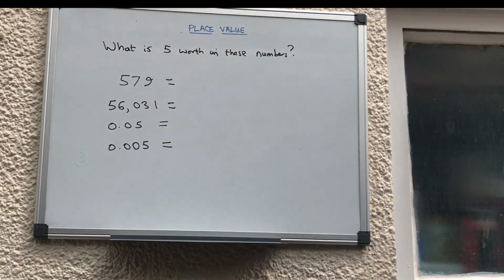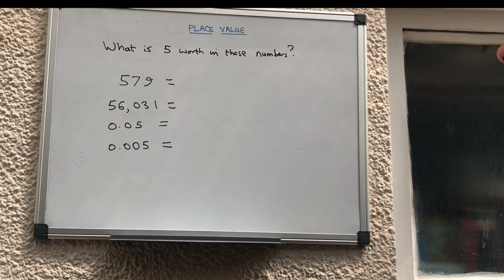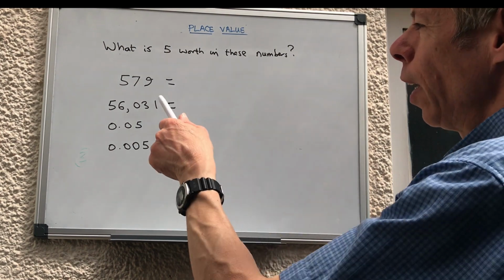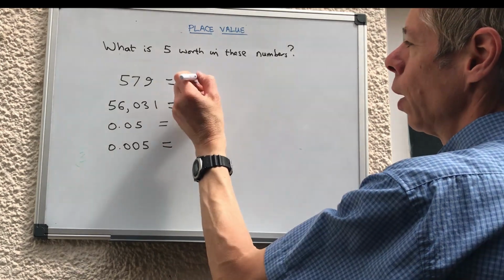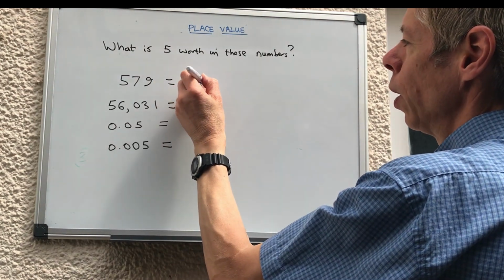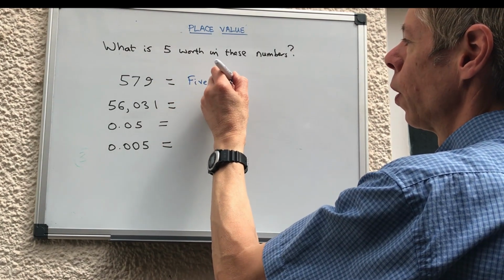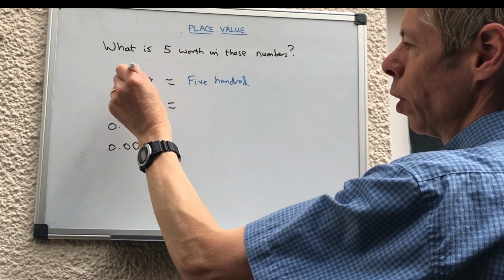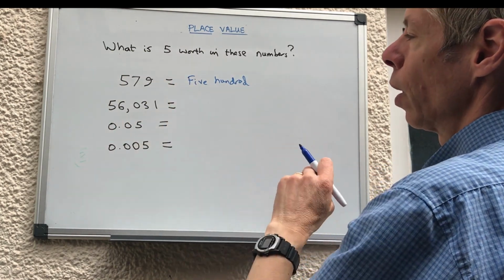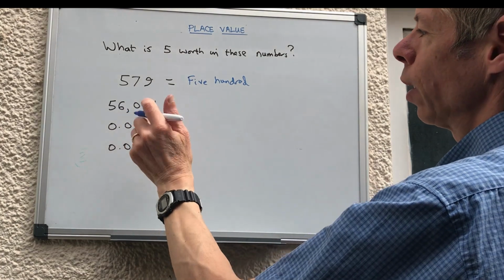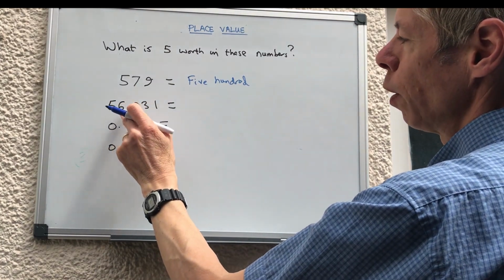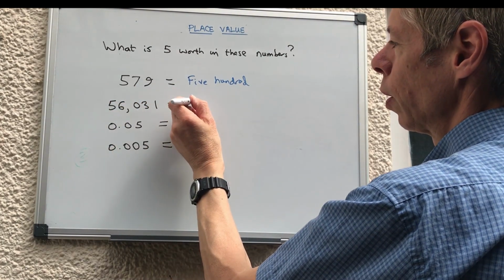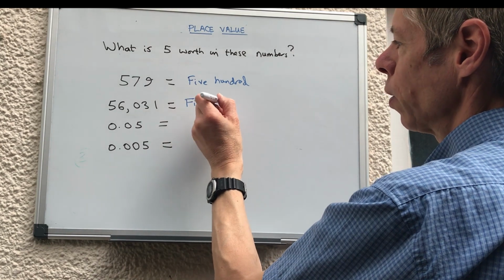Okay, so there are the questions. Right, you shouldn't need long for that. So in the first one, 5 was worth, I'm going to do it in words, 500, because it's in the hundreds column. Okay. In the second one, 5 is worth 50,000, because it's in the 10,000s column.